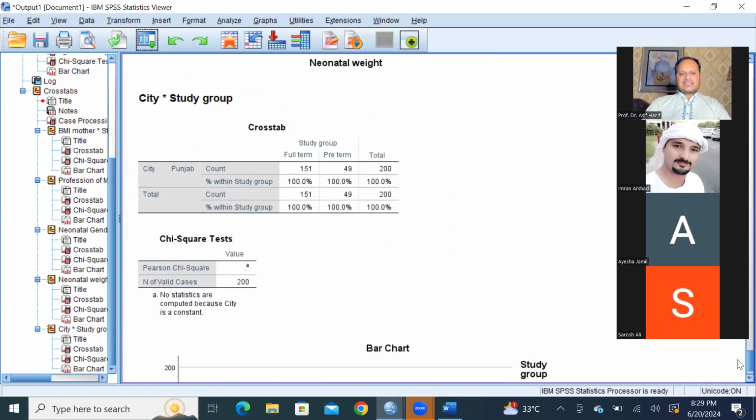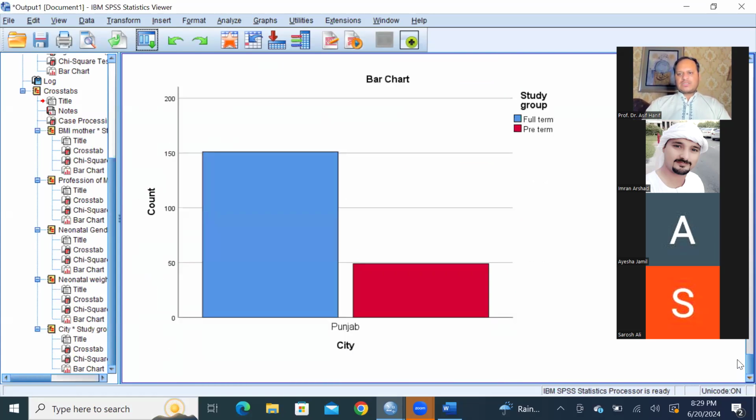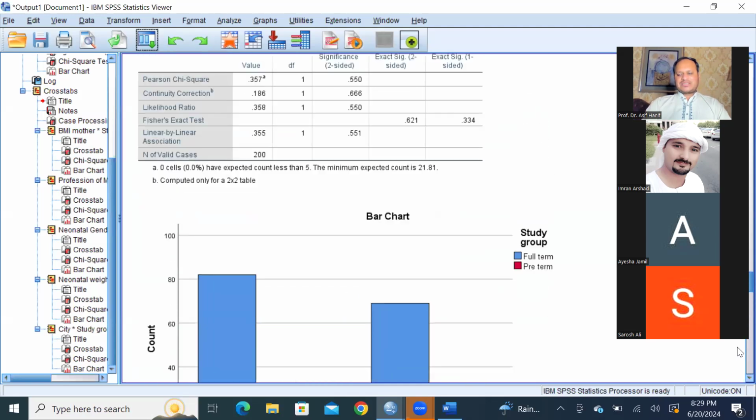Then we can see the association with city. So this was data of Punjab. No 2x2 table is generated here. No chi-square test is generated here. And by default, this graph was made. So it was all about chi-square test and Fisher exact test.